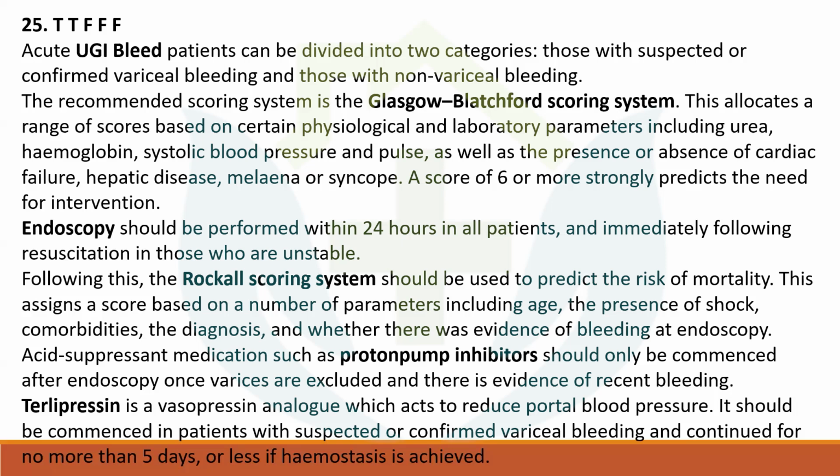This allocates a range of scores based upon certain physiological and laboratory parameters, including urea, hemoglobin, systolic blood pressure, as well as the presence or absence of cardiac failure, hepatic disease, melena, syncope. A score of 6 or more strongly predicts the need for intervention. Okay, so the Blatchford score is used, and if it is 6 or more, the patient needs intervention.